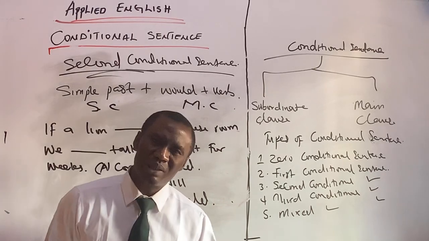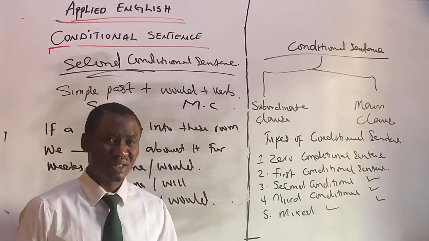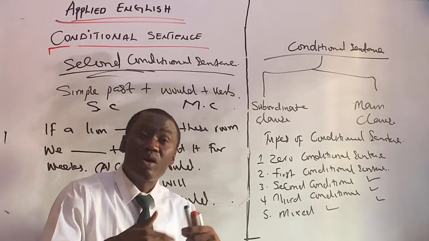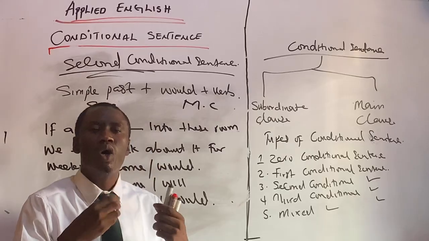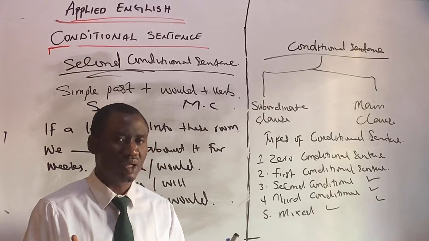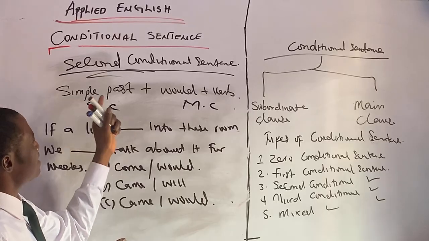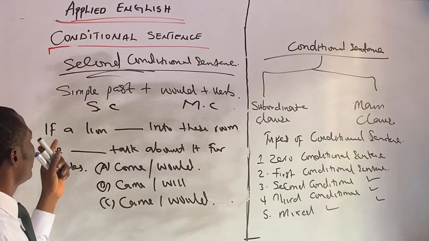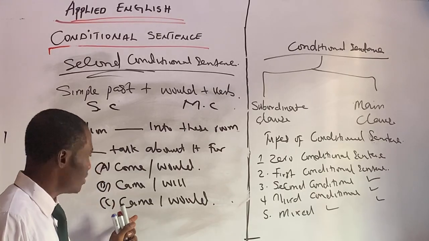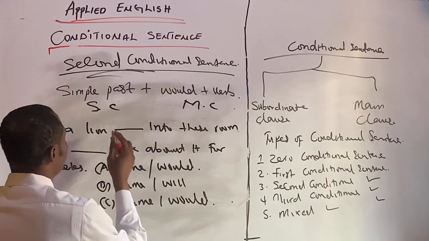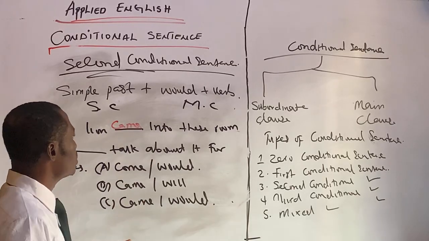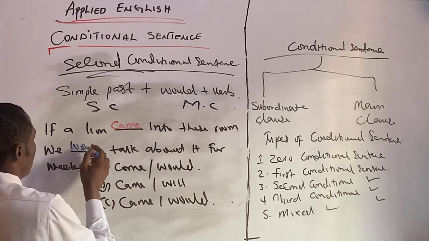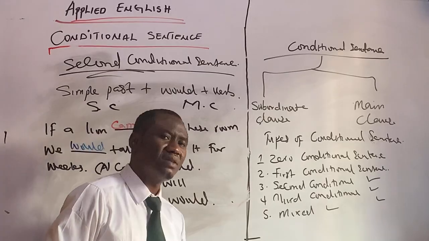Now, it's not possible for a lion to come into this place because we are not in the zoo. We're not in the forest anyhow. Now, it is an unreal, an impossible hypothetical condition, and its unrealistic outcome. Now, the rule to follow is simple past tense, would plus the verb. Now we have, if a lion, what's the past tense of come? Came. If a lion came into this room, we would, so the next one there should be would. We would talk about it for weeks.